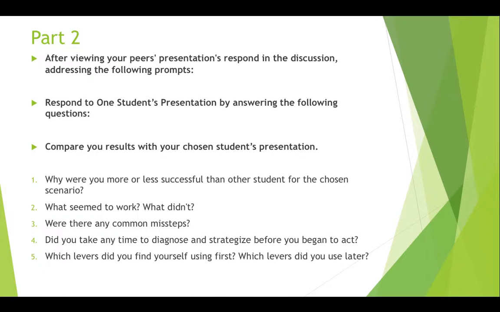What seemed to work, what didn't? Were there any common missteps? Did you take any time to diagnose and strategize before you actually made decisions? And what levers did you find yourself using first? And what levers did you decide to use later?